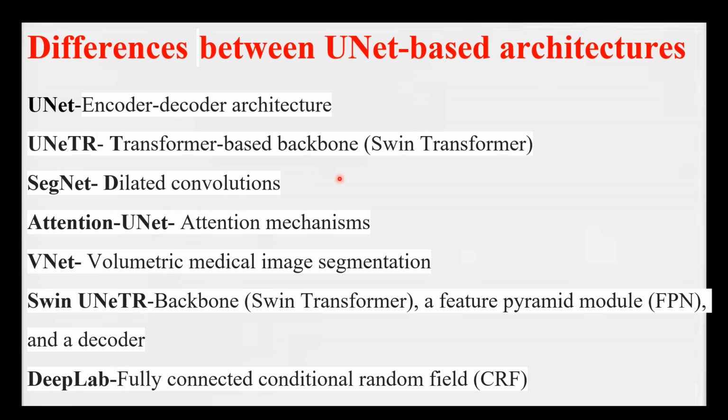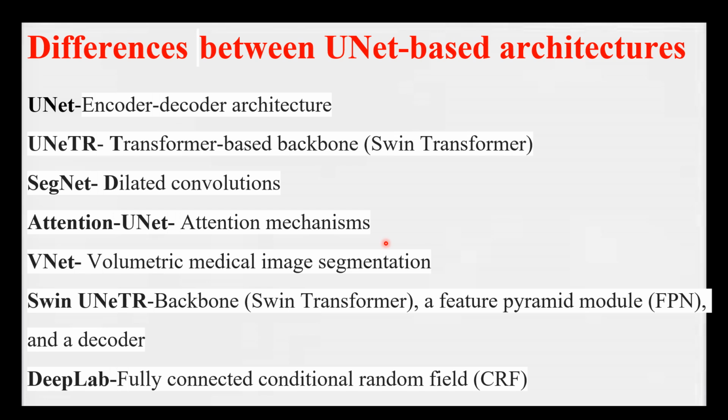Then we have Attention UNet. Now Attention UNet is a modified UNet architecture that employs an attention mechanism. These attention mechanisms help the network focus on relevant features for segmentation, improving performance. Then we have VNet. VNet is a fully convolutional network architecture for image segmentation which uses skip connections between encoder and decoder to preserve spatial information and improve performance.